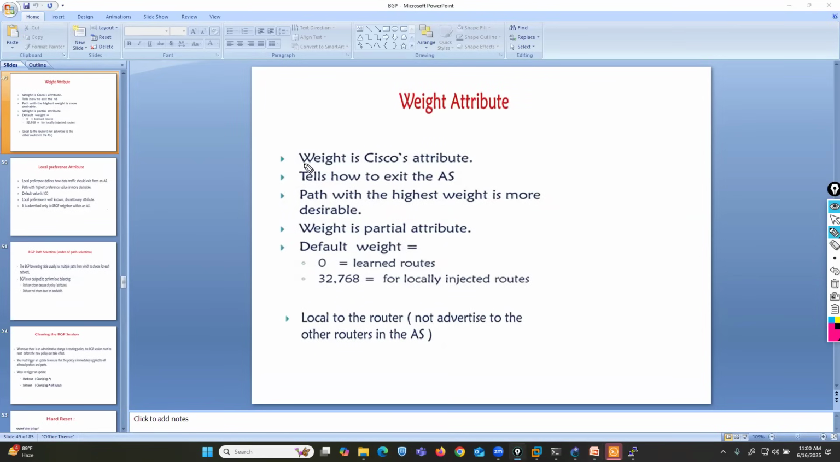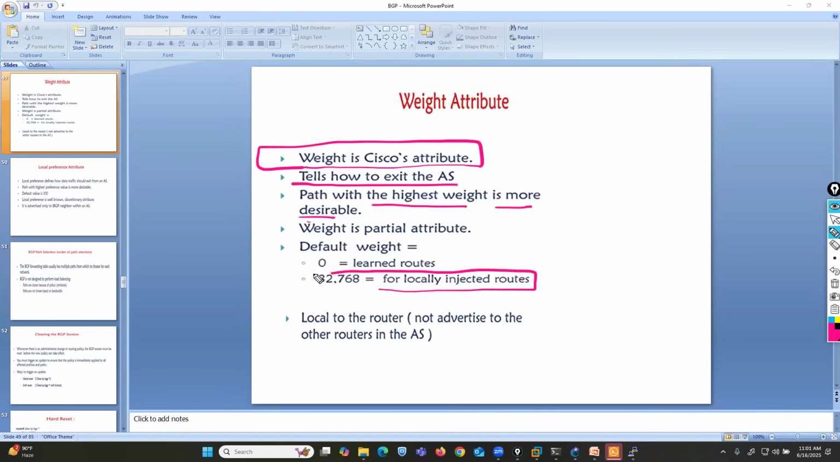Weight is a Cisco attribute. It means this attribute can be used only on Cisco devices. Weight is a Cisco attribute. It tells how to exit the edge, and the path with the highest weight is more desirable. The point is that the path with the highest weight is more desirable. For locally injected routes, the weight is 32768.